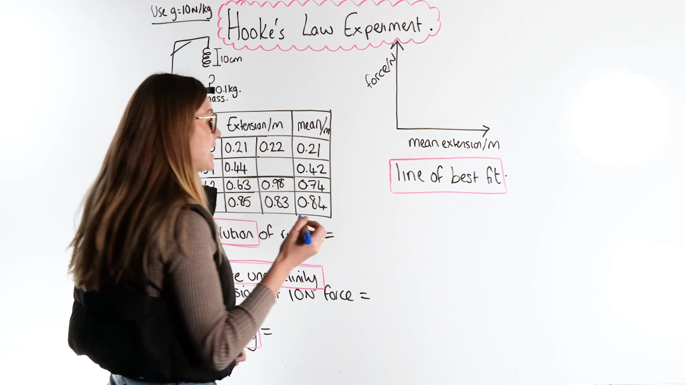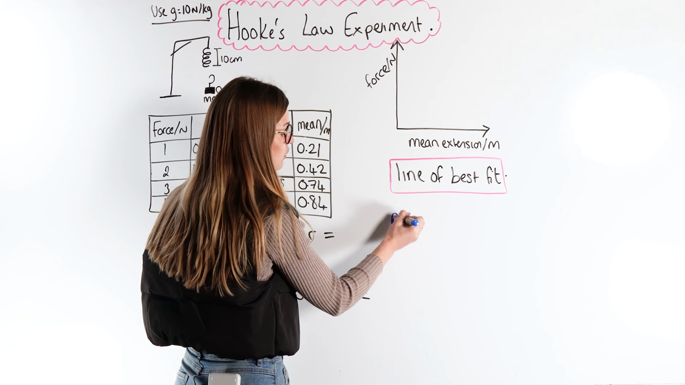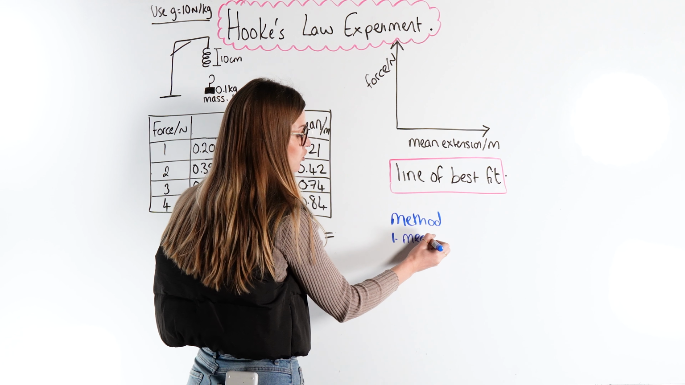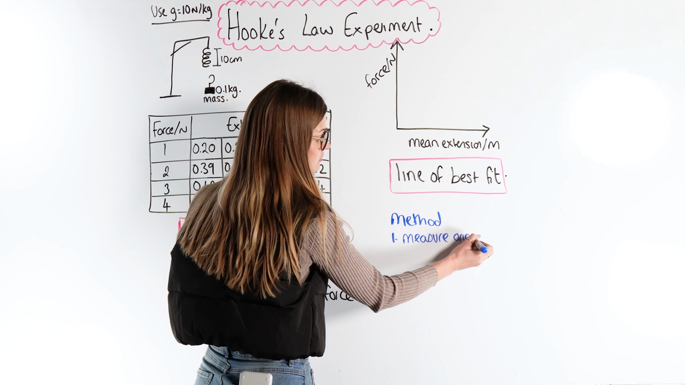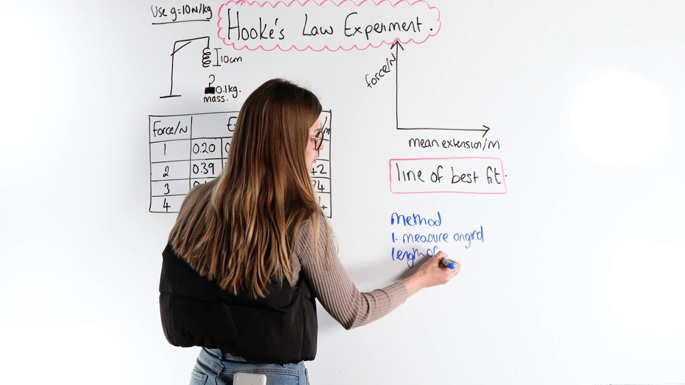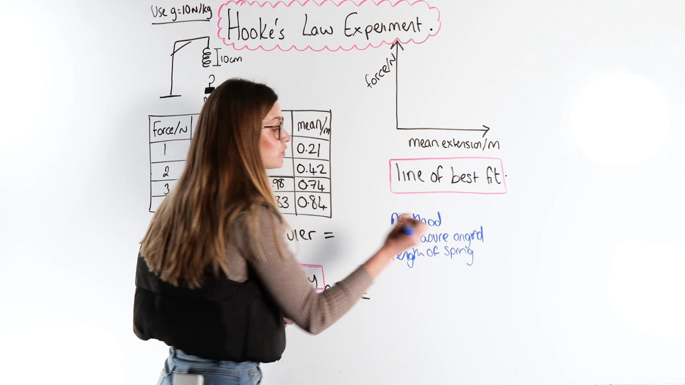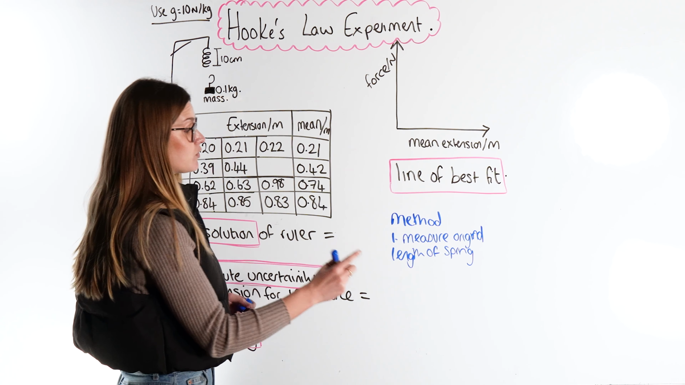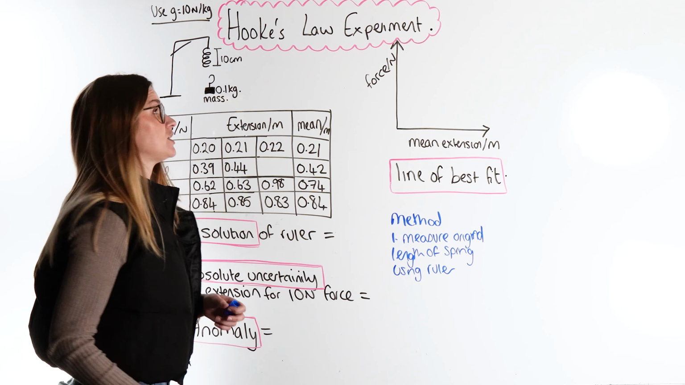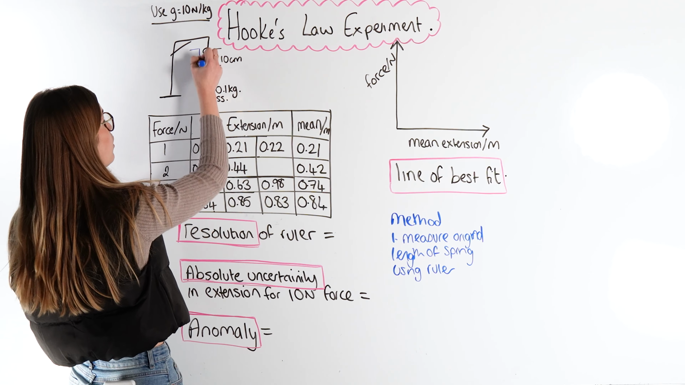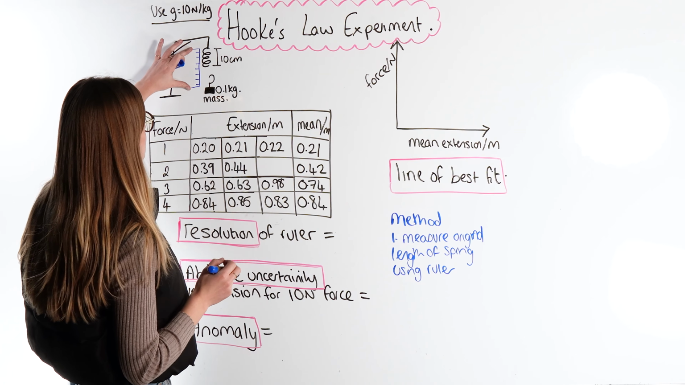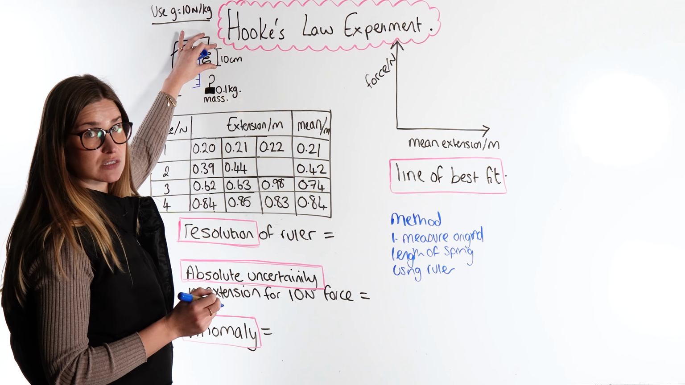So if I was to write a method for this experiment, the first thing we're going to do is measure the original length of the spring. And remember, we're in physics, and they really like it when you state the equipment. So measure the original length of the spring using a ruler. All we do is take our ruler, place it here, and measure the original length of that spring. I measured the original length of my spring, and it was 10 centimeters.